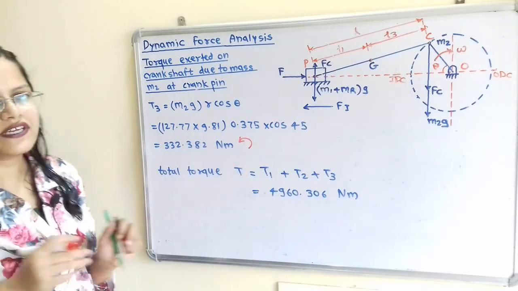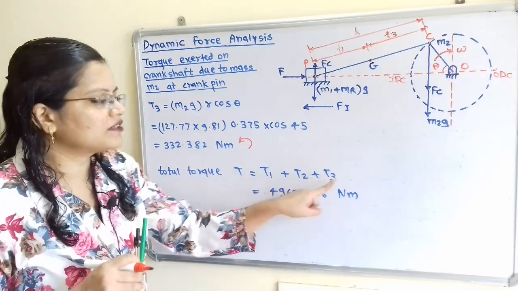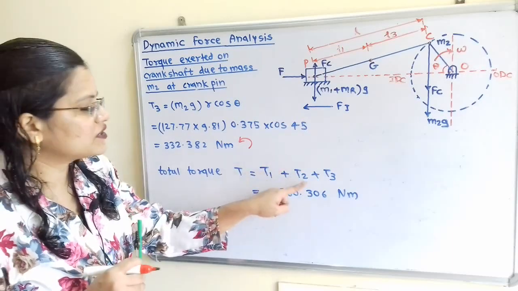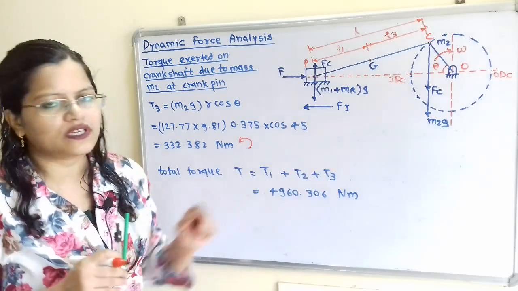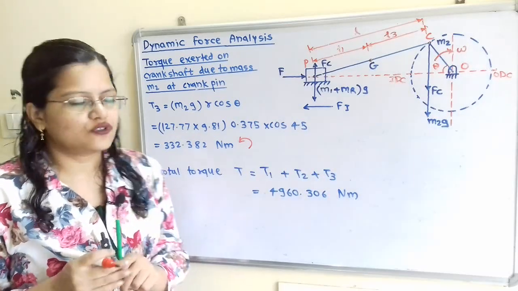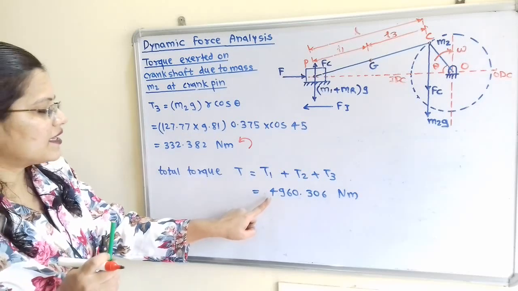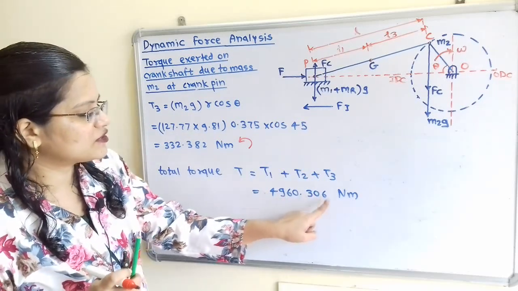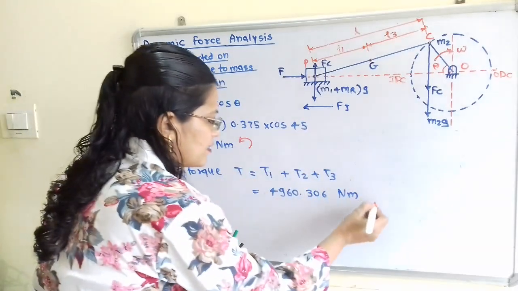Now we will calculate the total torque T. So T is equal to T1 plus T2 plus T3. Now if we observe, T1 is in anti-clockwise direction, T2 is also in anti-clockwise direction, and T3 is also in anti-clockwise direction. So we have to add all these torques, and when we add this, T is equal to 4960.306 Newton meter, and its direction is also anti-clockwise.